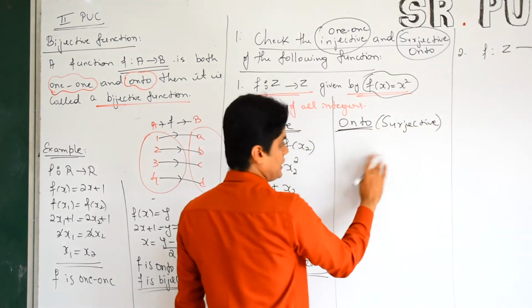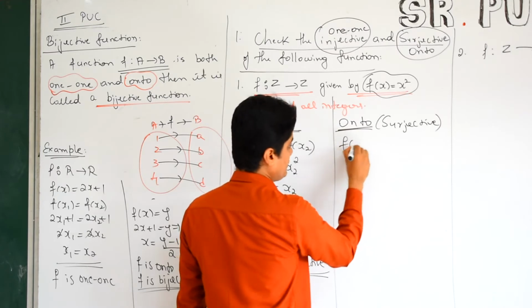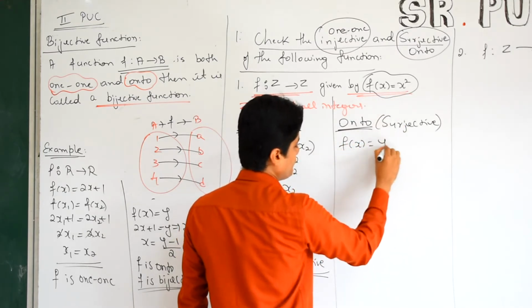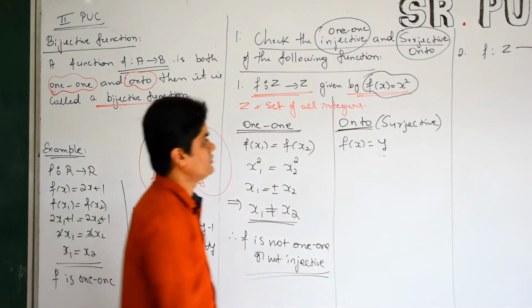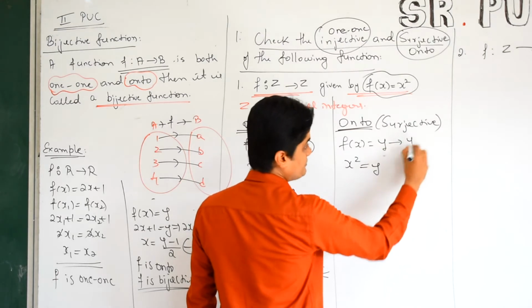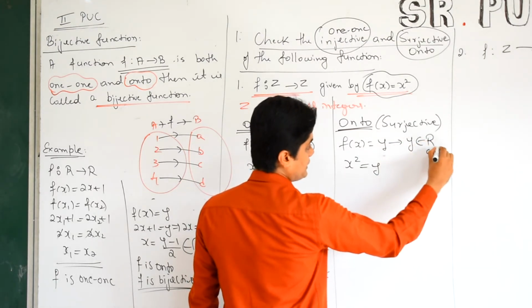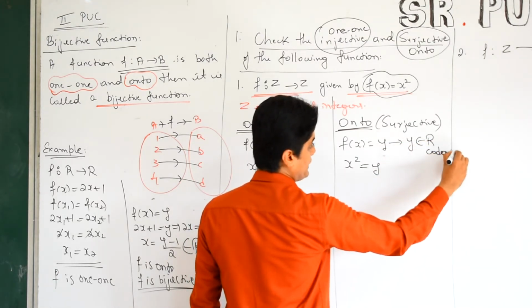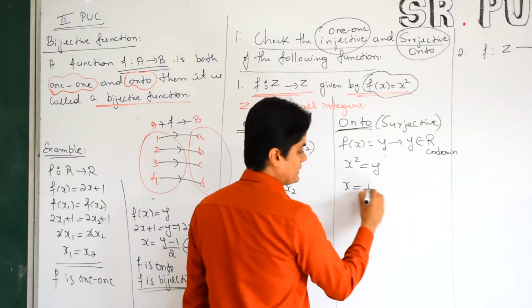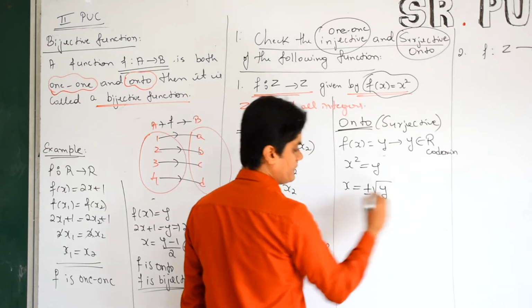Okay, so you already saw in examples. Take one condition directly: f of x is equal to y. f of x, x squared, is equal to y. This y belongs to the codomain. So x squared equals y, and x is equal to plus or minus square root of y.